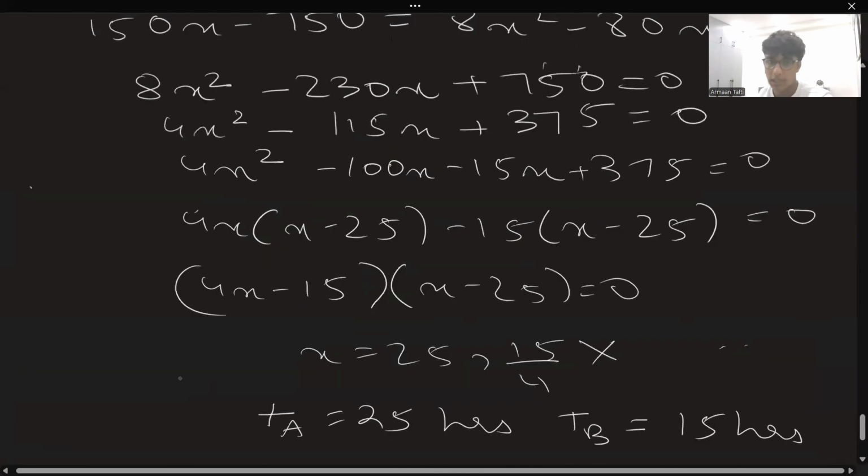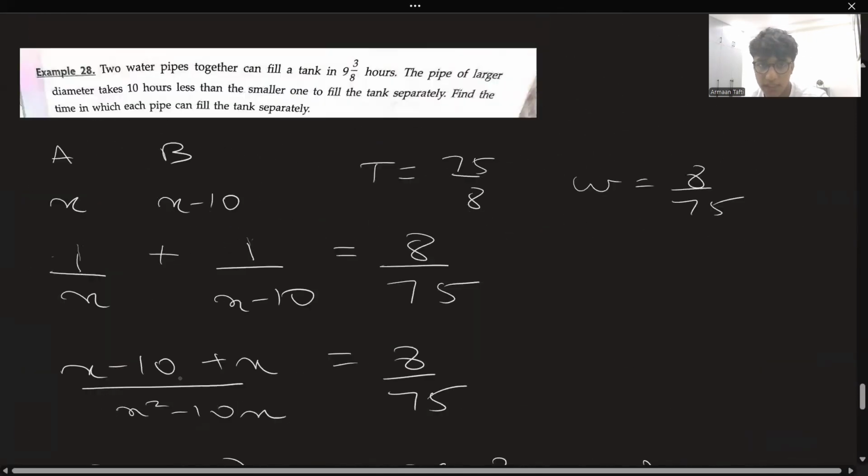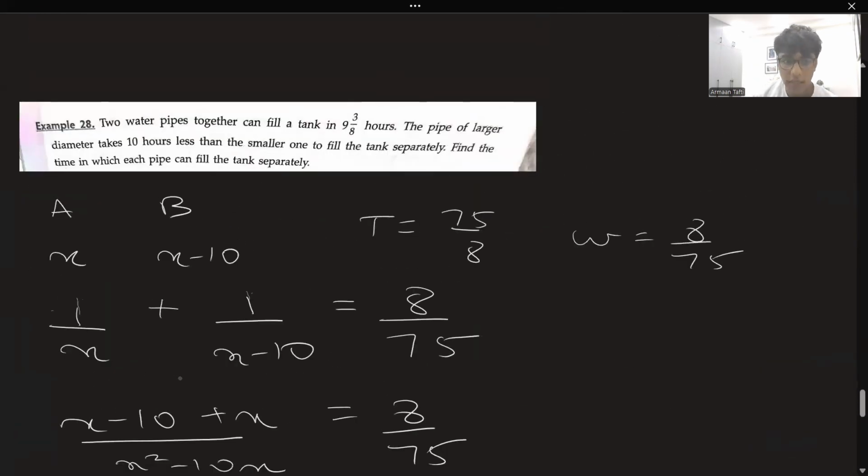Now let me re-explain what I did in the beginning because it may have been slightly confusing. Basically, I said that tank A takes X hours to fill, and the smaller one takes X minus 10 hours to fill, right? Now, this is their overall time. Let's say I tell you I can finish the work in 2 hours and my friend can finish the work in 3 hours. Does that mean if we both work together, we'll finish the work in 5 hours? No, it doesn't mean that. If we both work together, we should finish it in less than 2 hours because we're both doing work simultaneously. So you can't add the times taken to do the complete work.